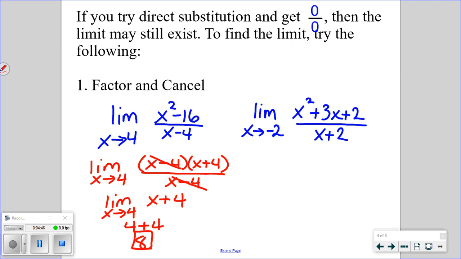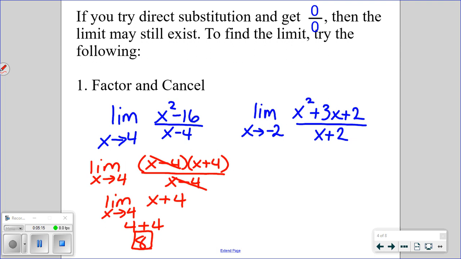Something I want you to notice in my work: notice that I kept bringing the limit notation down until I used direct substitution. You want to make sure that you do that when you're showing your work. You've got to bring that limit notation down as you're simplifying the function until you use direct substitution. As soon as you plug in for x, you can get rid of the limit notation. Okay, let's look at the next example.